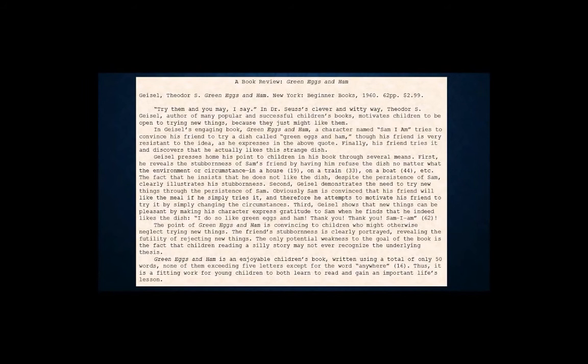And here's an example of using a quote to support what I'm talking about. "I do so like green eggs and ham. Thank you, Sam I am." Okay, here is my analysis of his arguments. The point of Green Eggs and Ham is convincing to children who might otherwise neglect trying new things. The friend's stubbornness is clearly portrayed, revealing the futility of rejecting new things.